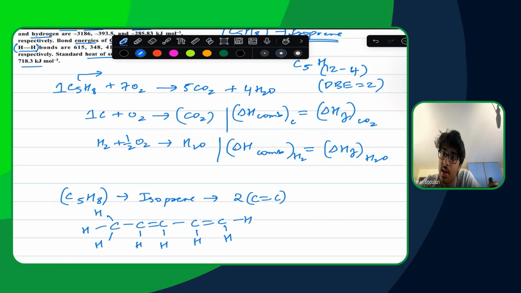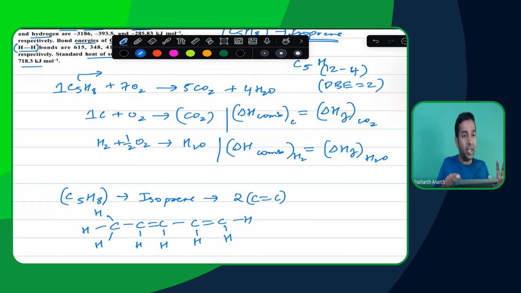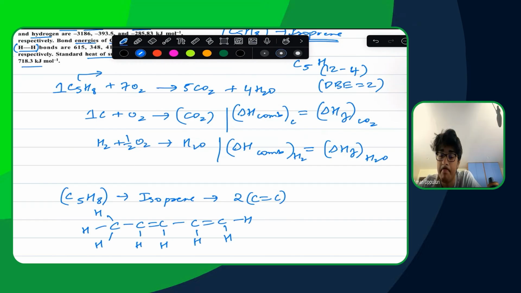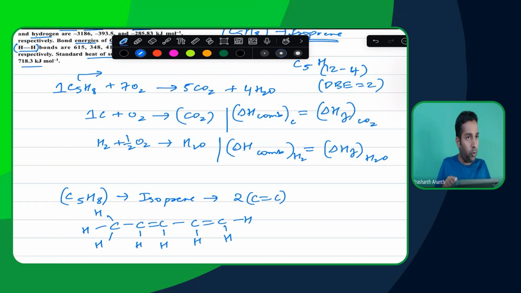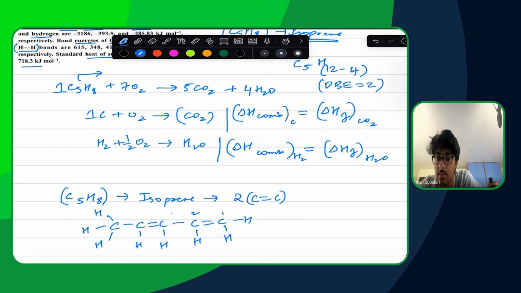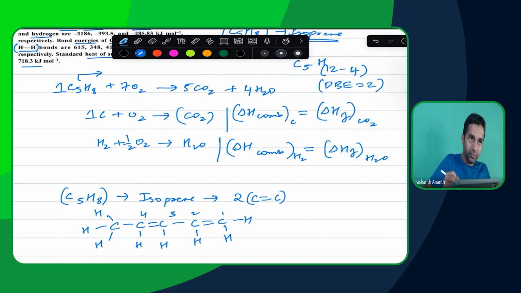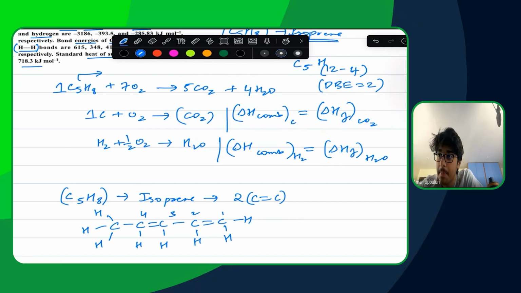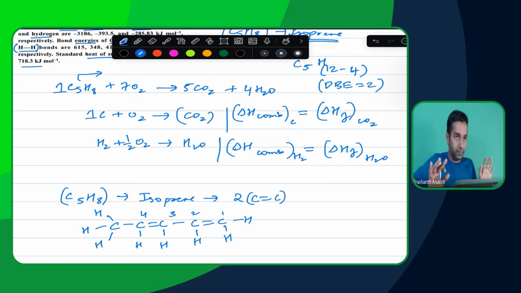Or a triple bond. No, it doesn't matter what it is. They have given me only for double bonds here. Instead of 1 and 4, 1 and 3, now it can be 1 and 4. Or it can be some other form. The methyl could be somewhere else. I don't know where it is.